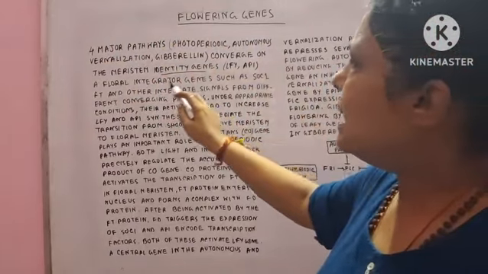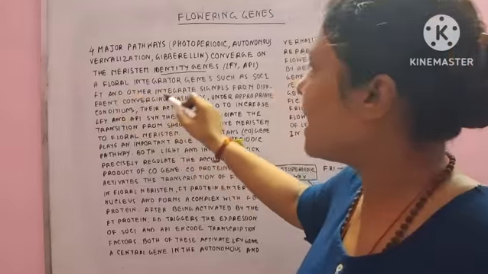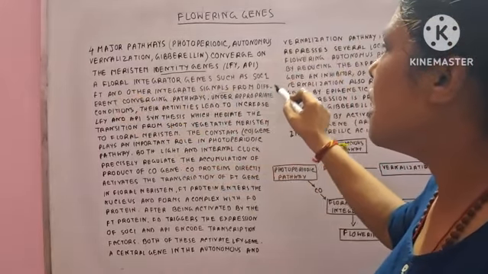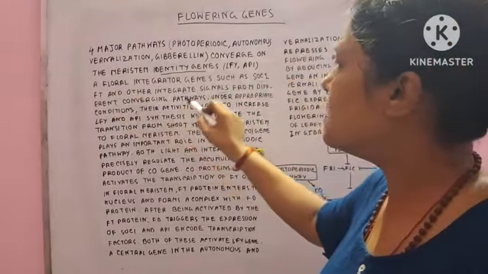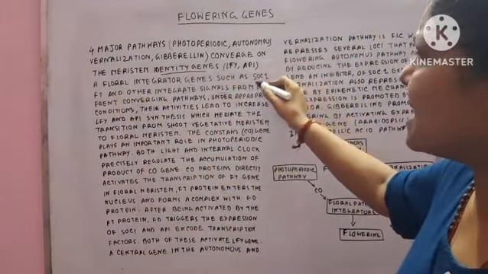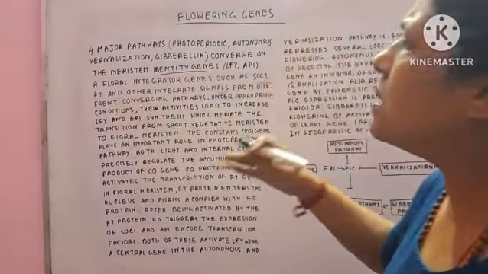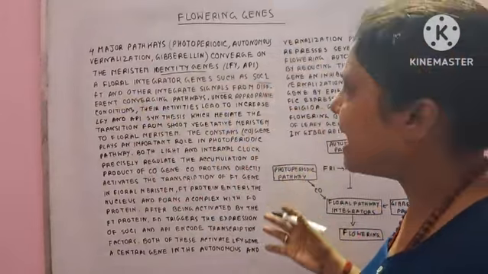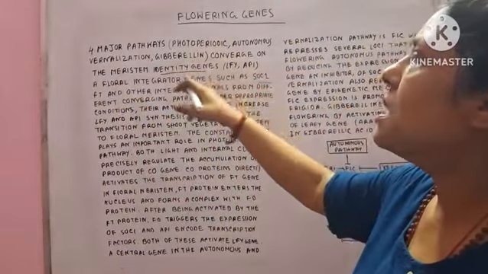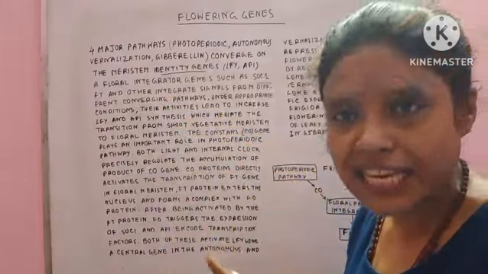The floral integrator genes such as SOC1, FT, and others integrate signals from different converging pathways. So another important gene is SOC1 and the FT gene, and other integrators are also involved in these pathways where the flowering process is induced. Okay.